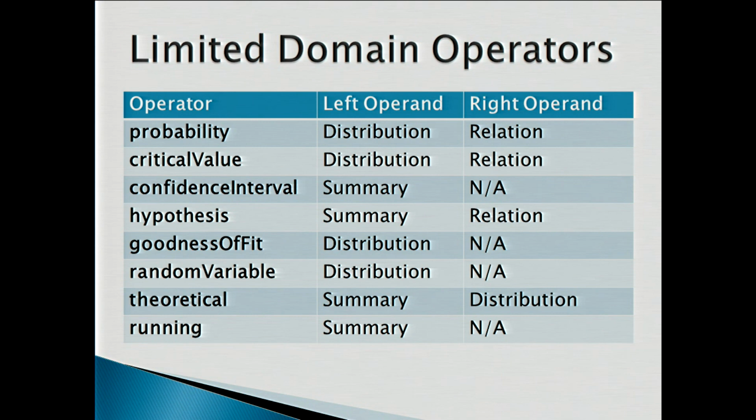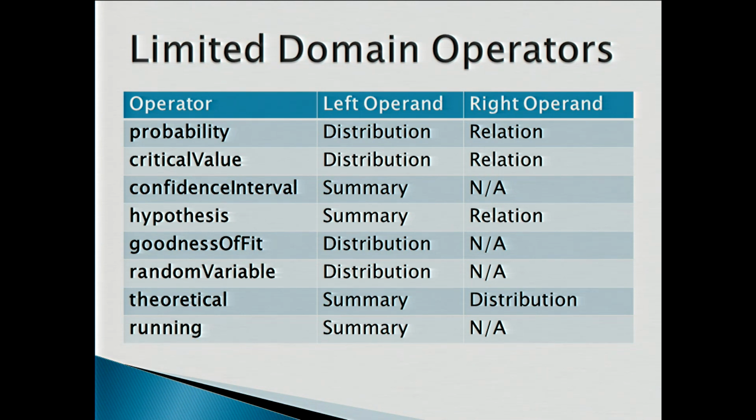These are the limited domain operators that I came up with. The first one was probability. The left operand is always a statistical distribution. The right operand is a relation, so it can be equals, less than, greater than, less than or equal to, and so on. They all follow that form. Critical value is pretty much the same thing. The critical value is basically the inverse of the probability function.